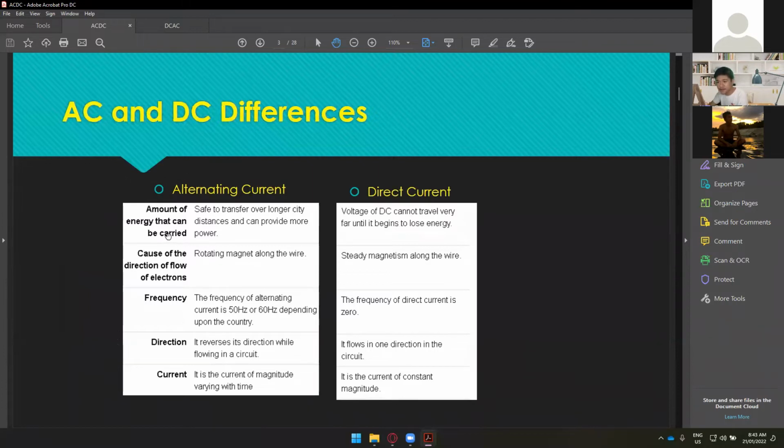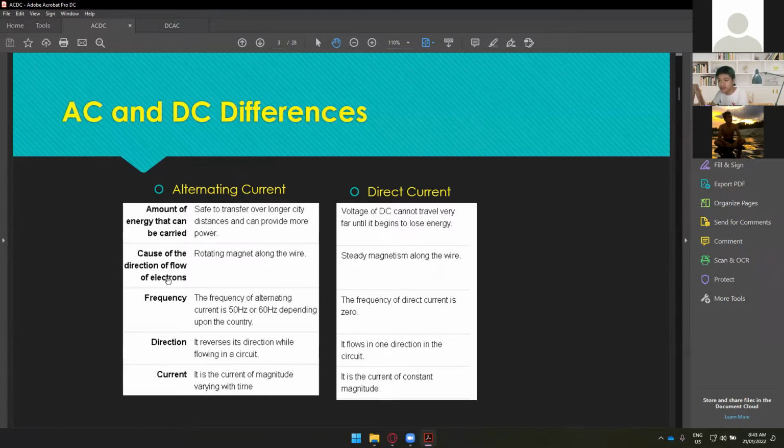In terms of amount of energy that can be carried, AC is safer to transfer over longer distances and can provide more power. In direct current, the voltage of DC cannot travel very far until it begins to lose energy. So that's the main reason why we're using AC in our outlet right now.